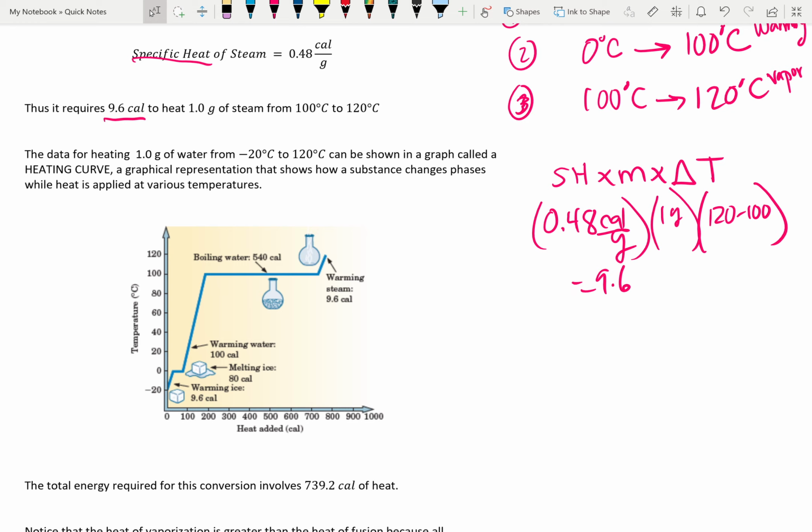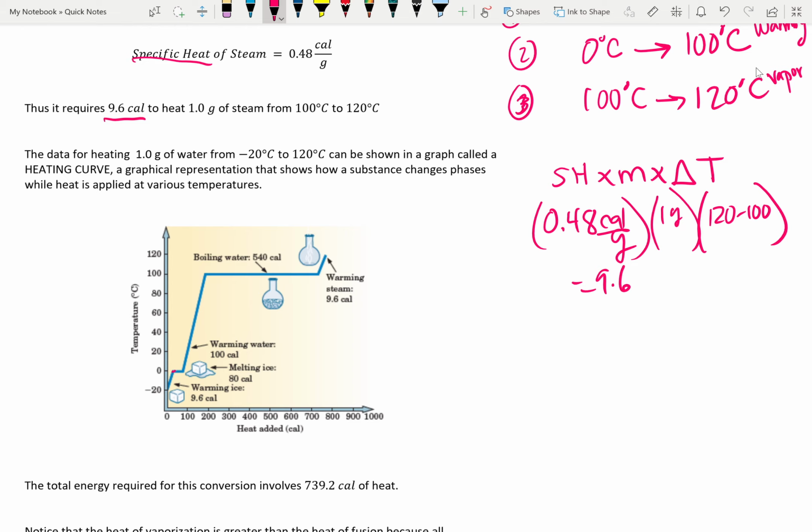So let's look at this data for heating the 1 gram of water from negative 20 degrees Celsius to 120 degrees Celsius. This graph is called the heating curve. It's a graphical representation of what I just went over. So we start off with negative 20 degrees Celsius, right? We're warming the ice up to 0 degrees Celsius. That requires us to have 9.6 calories of heat.